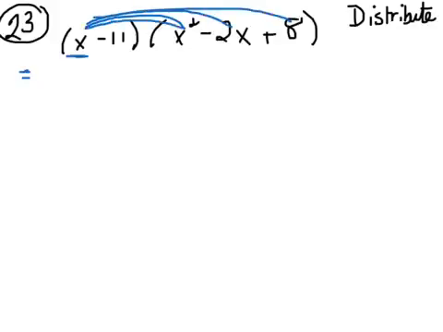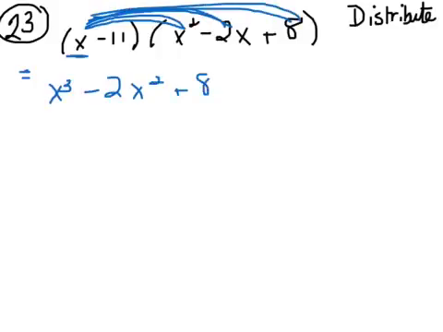So x times x squared would give me x cubed. X times negative 2x would give me negative 2x squared. X times positive 8 would give me a plus 8x. But now I got that done, I got to multiply everything by negative 11.